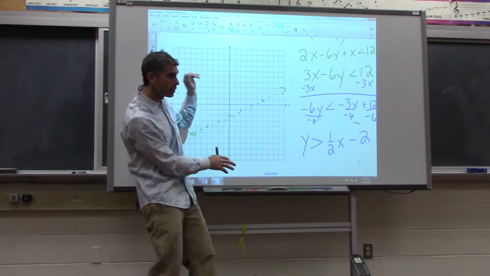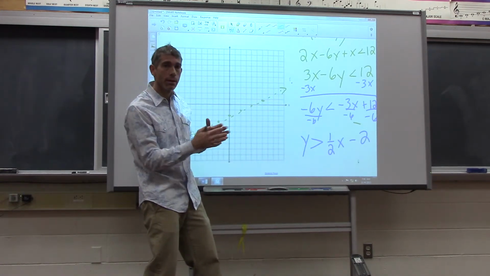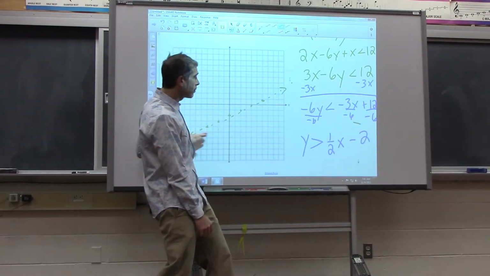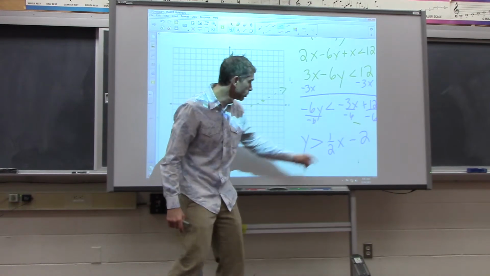between, I guess, the space I'm trying to shade in and the space I'm not trying to shade in. The dotted line is communicating I don't want to be on the line. The line is just the boundary because it doesn't have the equal to.